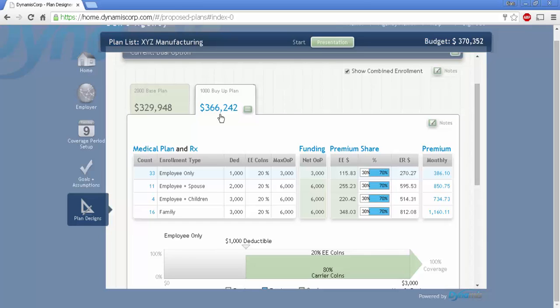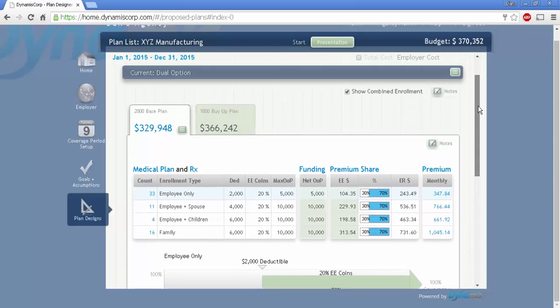Now, this is really just a function of their premium share. All right, if we look at our 1000 buy-up plan, the 70/30 of those premiums, we can see what that results in an employer dollar contribution. And if we come to the 2000 base plan, because they're taking the same percentage of a lower number, the employer is contributing less to the 2000 base plan. So this really, in combined enrollment, shows us the full impact of their plan design and their premium share.